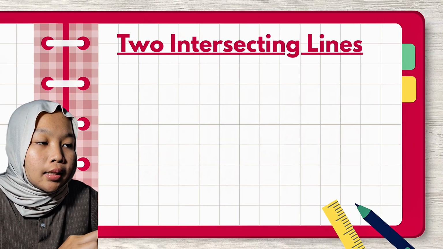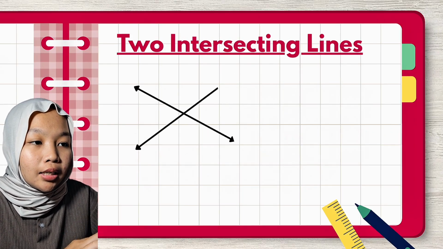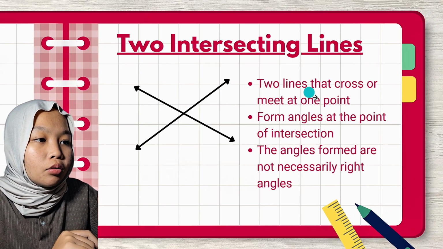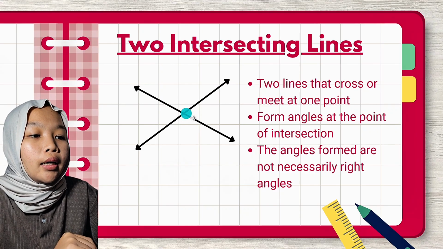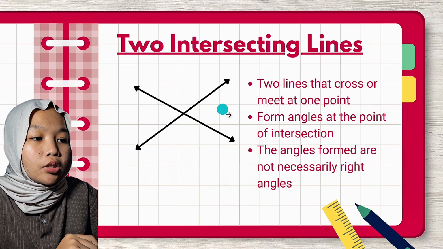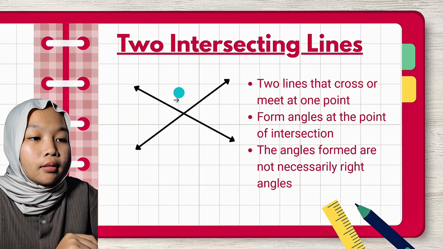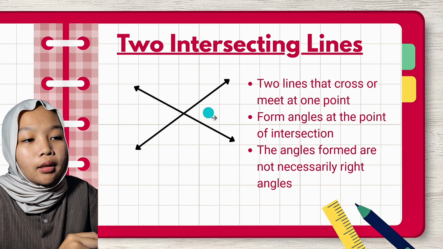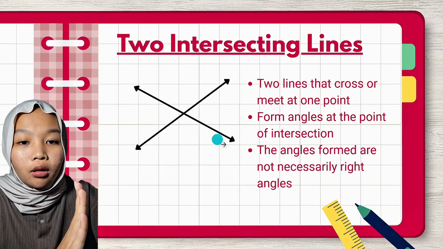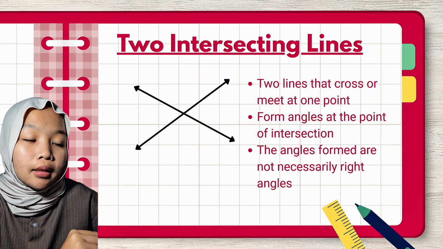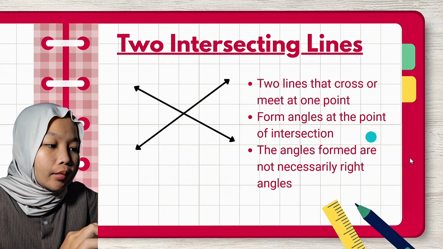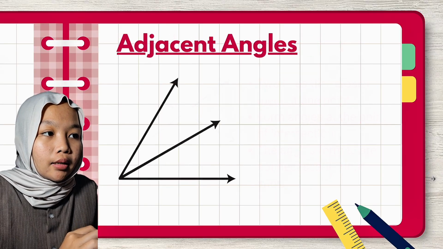Okay, next, two intersecting lines. There's an illustration like this. Two intersecting lines are two lines that cross or meet at one point, here, and form angles at the point of intersection. So two intersecting lines form four angles, but the angles are not necessarily right angles. They can be acute angles or obtuse angles. So perpendicular lines are also intersecting lines, but intersecting lines are not always perpendicular, like this. Next, we're going to talk about adjacent angle.